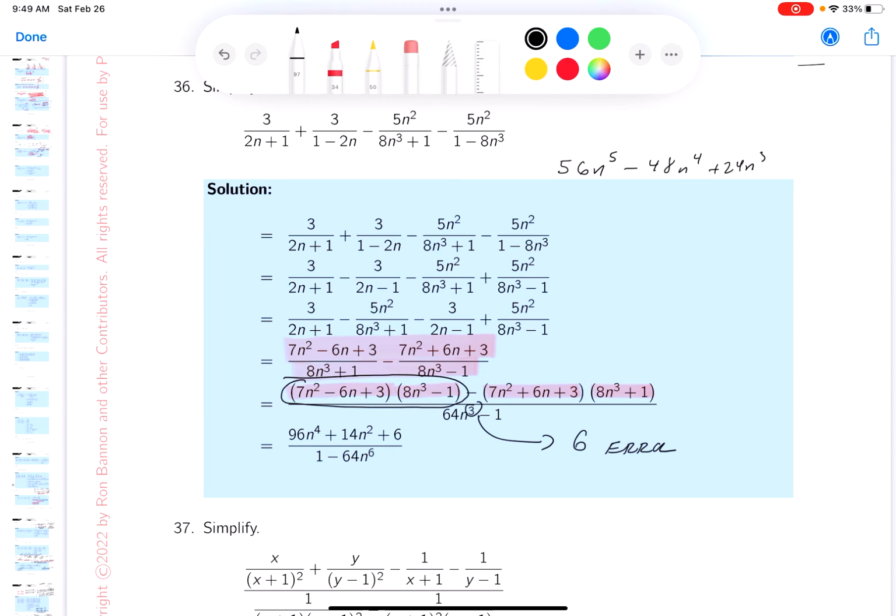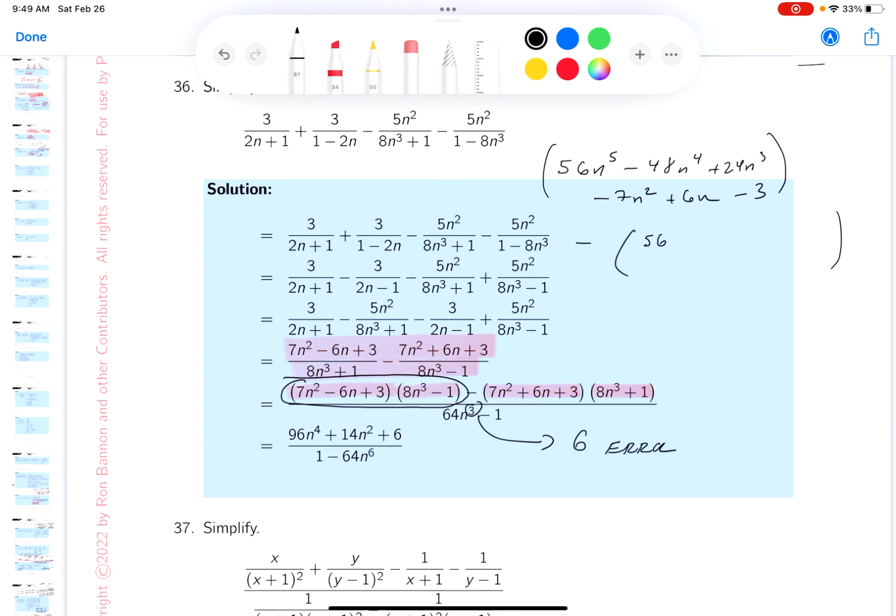Then what do you get? Well, let's write that down. You're going to get minus 7n squared. Then you can get plus 6n. And then you're going to get minus 3. All right? So we've got this, and we want to subtract away the other guy. Well, let's do that. What do you get over there?